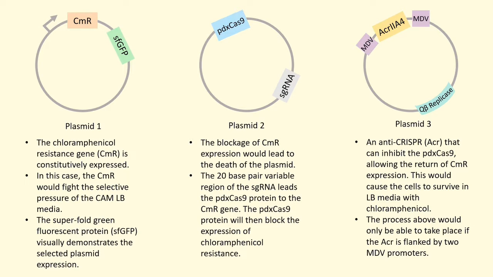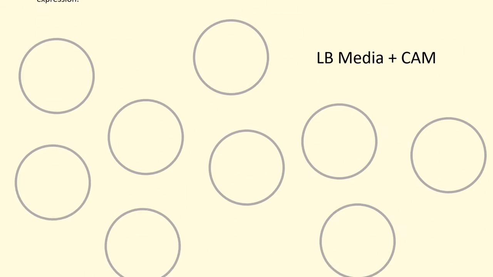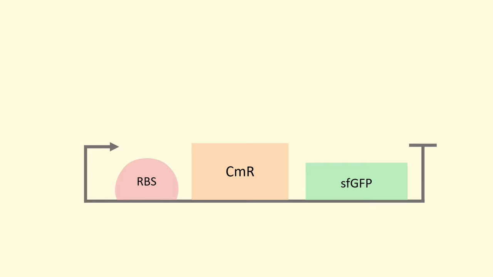These 3 plasmids work together, as demonstrated in the following slides, to create selective pressure to produce AcrIIA4 that is capable of blocking the DX-Cas9. To begin, E. coli with their 3 plasmid system are grown in the LB media with chloramphenicol. With the first plasmid, we have our CMR and GFP constitutively expressed.